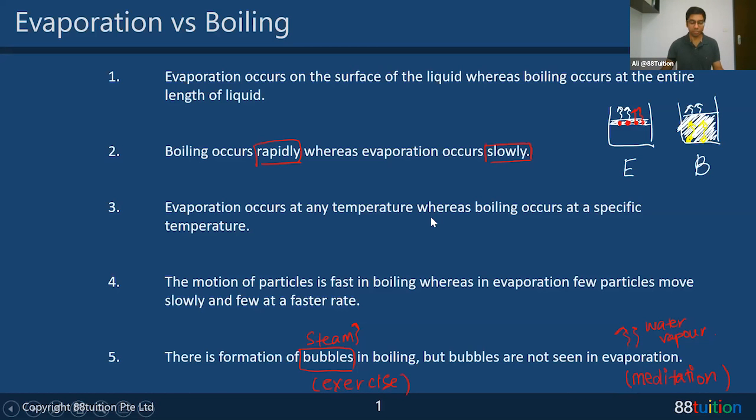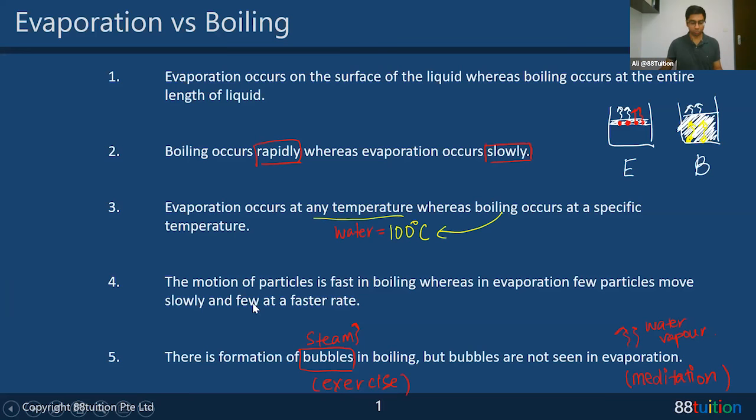Number 3, evaporation occurs at any temperature, whereas boiling occurs at a specific temperature. So what's the specific temperature for water? Here we did not say water, but this is for all liquids. So the water specific temperature is, you should know by now. Whereas for evaporation, any temperature is any temperature.